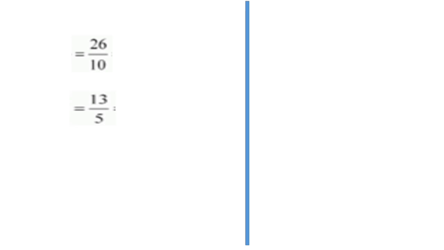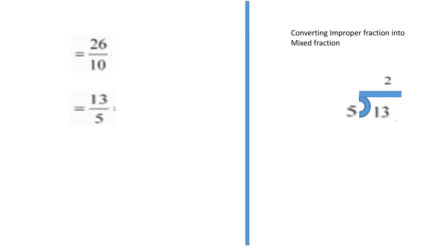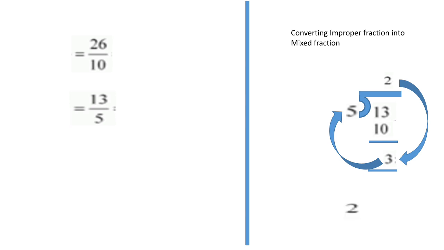So here 5 is less than 13. It means it is an improper fraction. So I will change this improper fraction into a mixed one. For that I have to divide. 5 2s are 10. I got 3. First I will write 2, then 3 and then 5. 2, 3 by 5. You have to write like this only. My answer is 2 3 by 5 in mixed fraction.